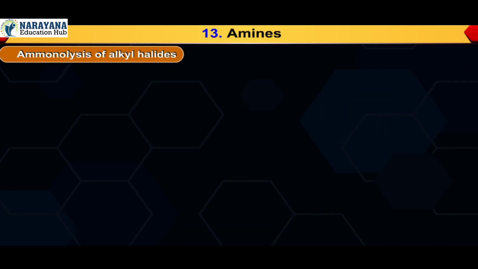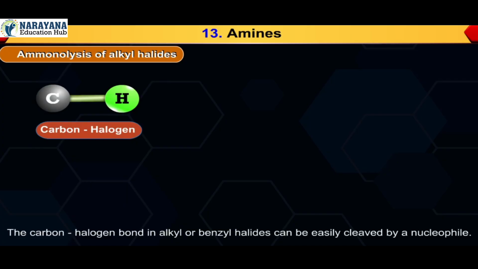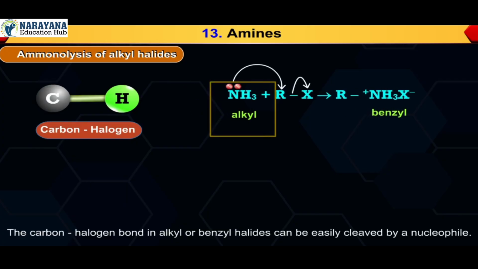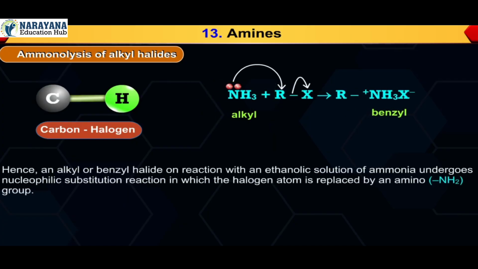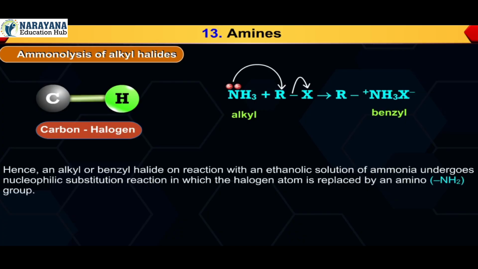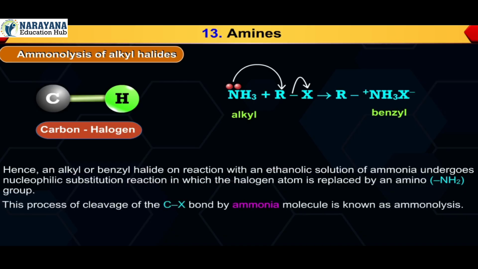Ammonolysis of alkyl halides. The carbon-halogen bond in alkyl or benzyl halides can be easily cleaved by a nucleophile. Hence, an alkyl or benzyl halide on reaction with an ethanolic solution of ammonia undergoes nucleophilic substitution reaction in which the halogen atom is replaced by an amino, that is, minus NH2 group. This process of cleavage of the C-X bond by ammonia molecule is known as ammonolysis. The reaction is carried out in a sealed tube at 373 Kelvin.